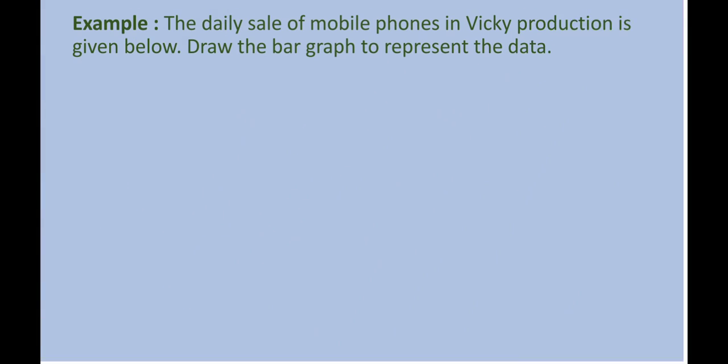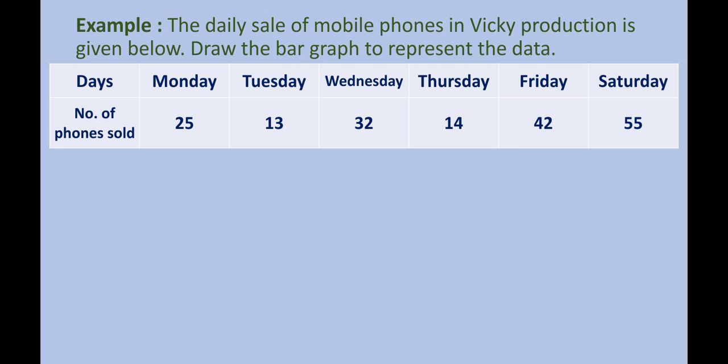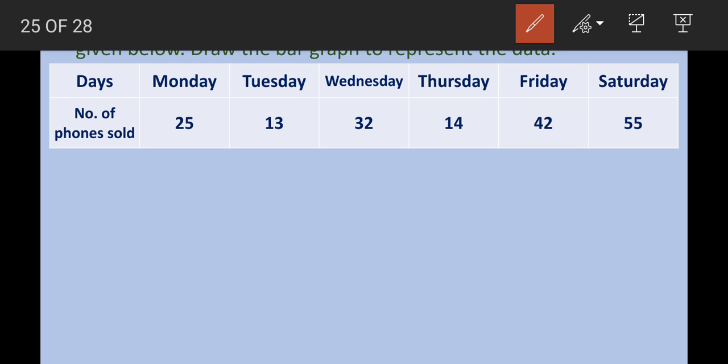Next, let us move to an example. The daily sale of mobile phones in BK production is given below. Here is the table. By using all this data we have to draw a bar graph to represent the data. Here you are given the days and the number of phones sold. Monday it is 25, on Tuesday 13, Wednesday 32, Thursday 14, Friday 42 and Saturday 55. By using all this data we have to draw a bar graph.